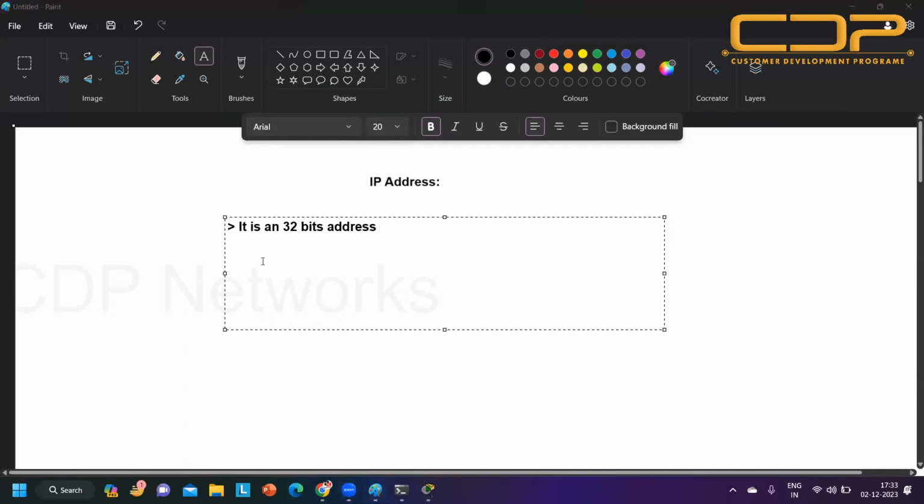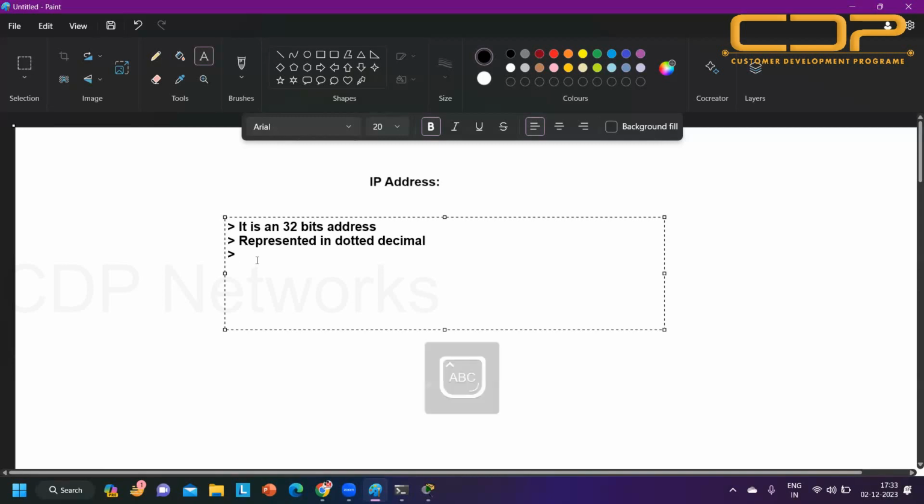Let me write here. Represented in dotted decimal. Fine. We have 4 fields in an IPv4 address.